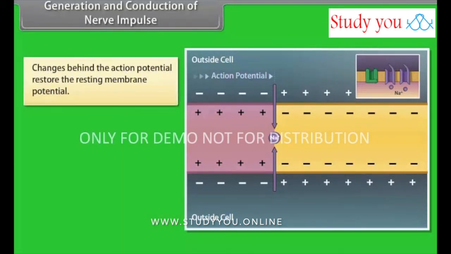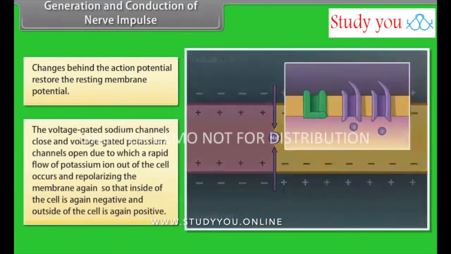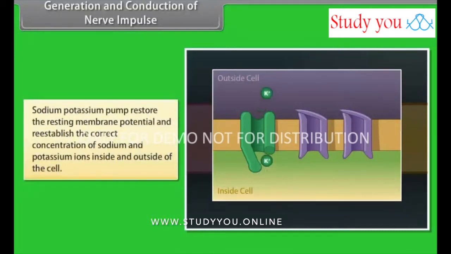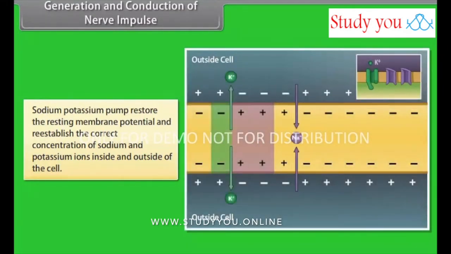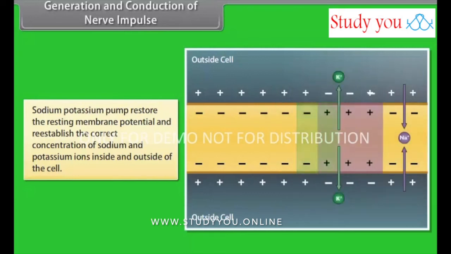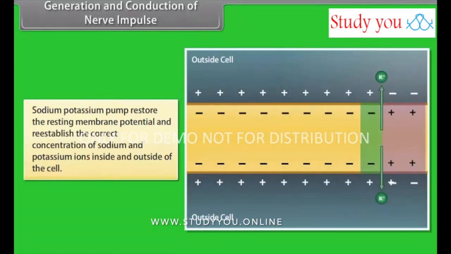Changes behind the action potential restore the resting membrane potential. The voltage-gated sodium channels close and voltage-gated potassium channels open, due to which a rapid flow of potassium ions out of the cell occurs, repolarizing the membrane again, so that inside of the cell is again negative and outside of the cell is again positive. Sodium-potassium pump restores the resting membrane potential and re-establishes the correct concentration of sodium and potassium ions inside and outside of the cell.